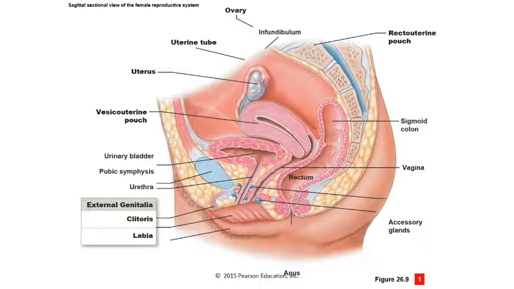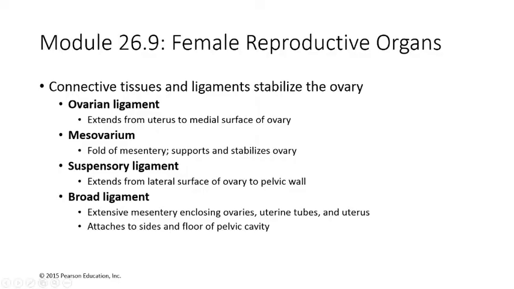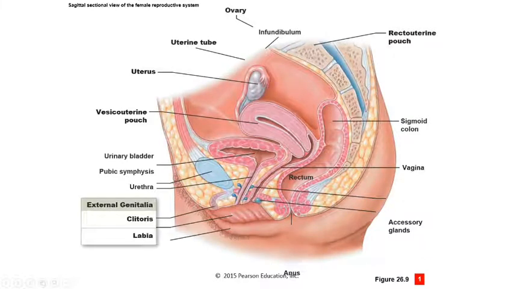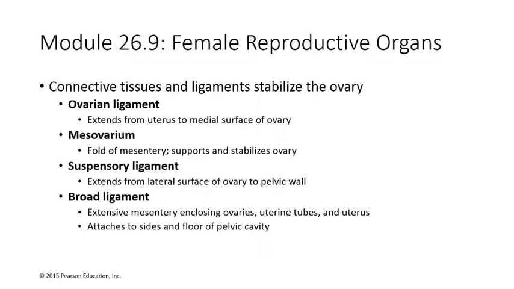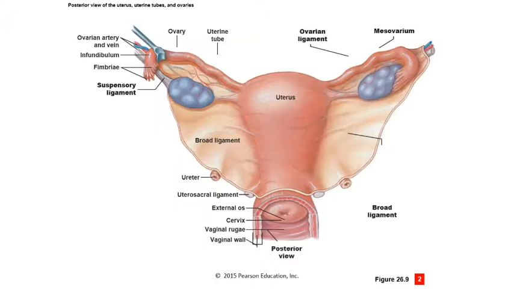All of this part of the female reproductive system, that should all be reviewed. Here is that retrouterine pouch. Let me go back to that. This pouch here between part of the colon and the uterus, and then this pouch in here is the pouch formed between the bladder and the uterus, the vesico-uterine pouch. There's some ligaments that stabilize the ovaries and help attach them to the uterus. There's an ovarian ligament. There's a suspensory ligament. There's a broad ligament. You've seen those before. Just review that anatomy.